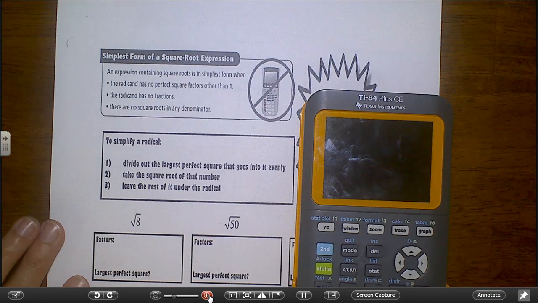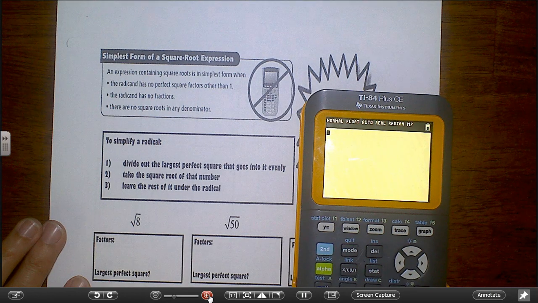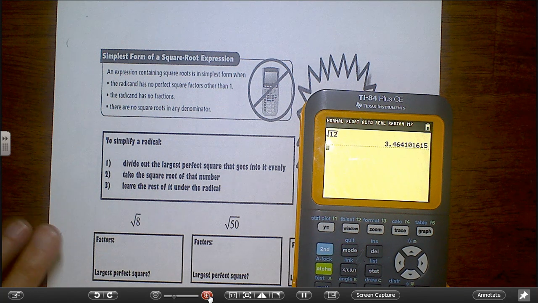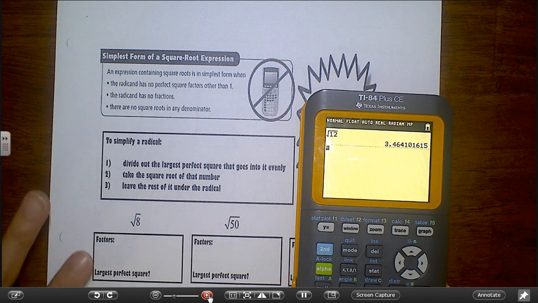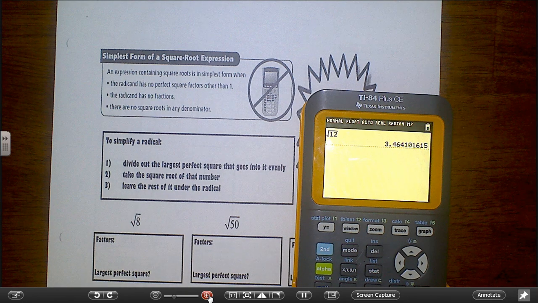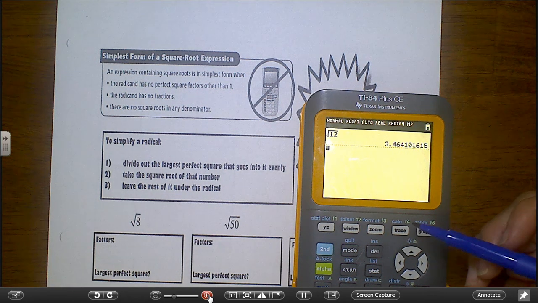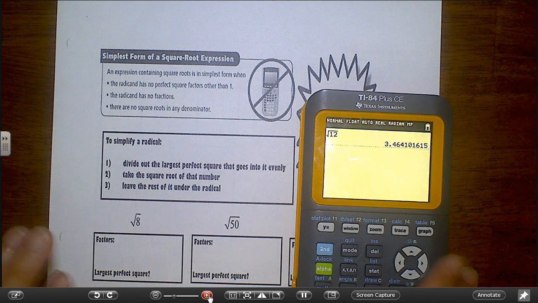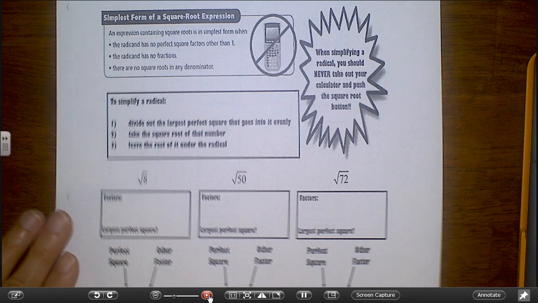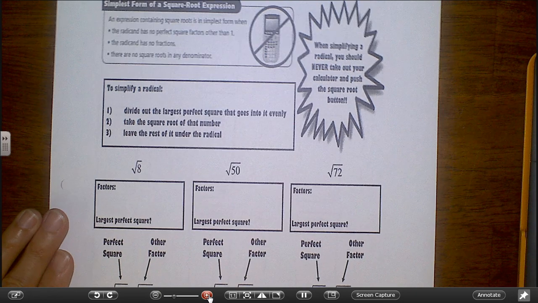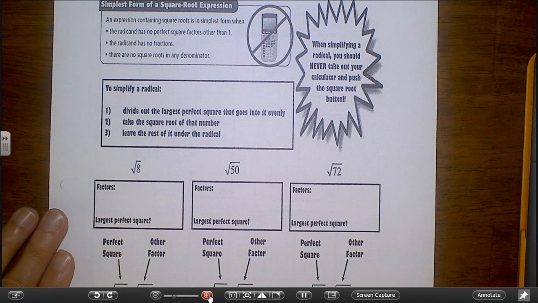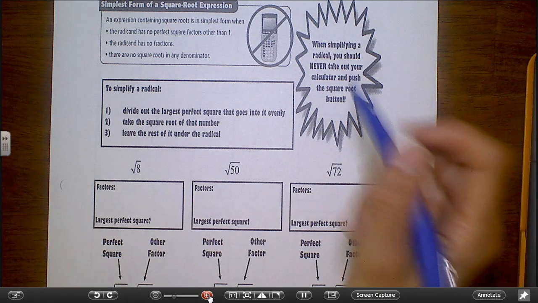The big thing on this is that you do not use your calculator for this. If I put the square root of 12 in my calculator, I get 3.464101615 and so on. That's not simplified. That tells me the decimal form, but I don't actually care what the decimal form is. I want a simplified radical. There is no way to do simplified radicals on this particular calculator, so you want to shelve your calculator unless you're trying to find factors.